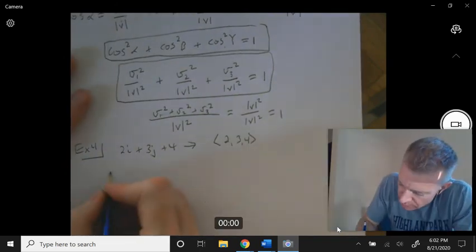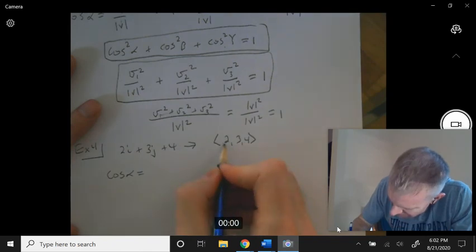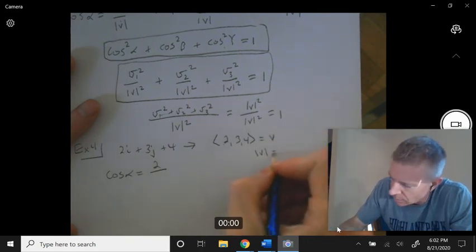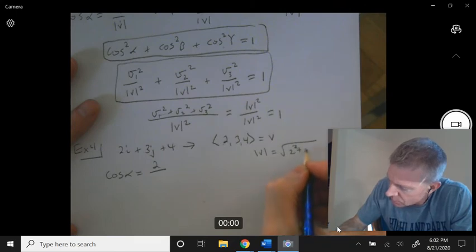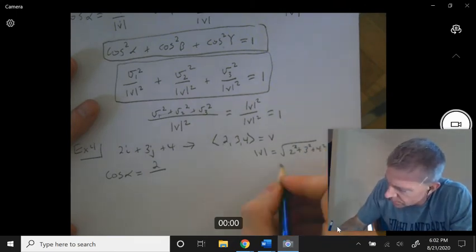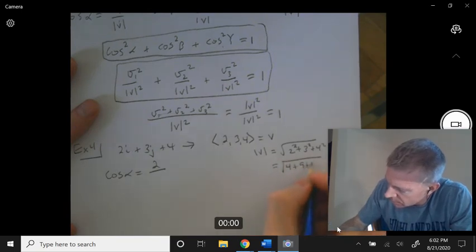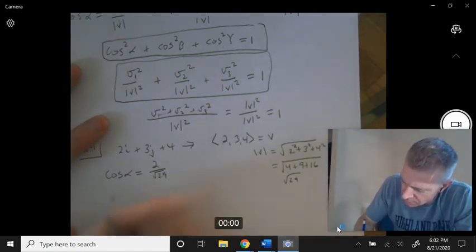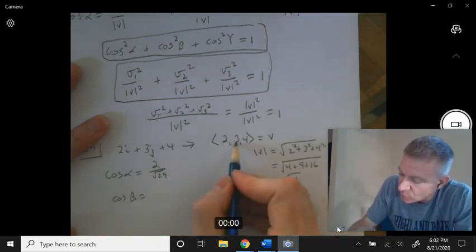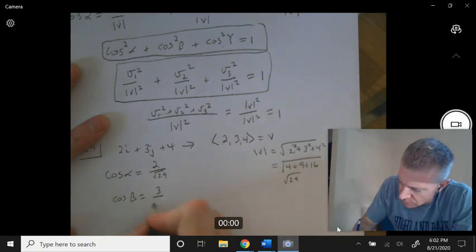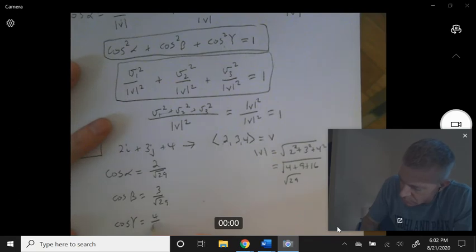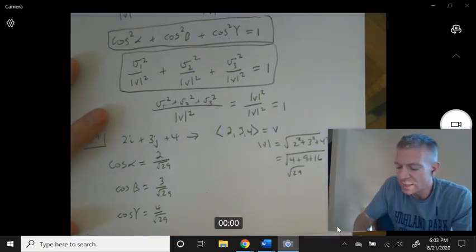So your direction cosines: your cosine of alpha is just this over the magnitude of v. If this thing is v, the magnitude of v is going to be the square root of 2 squared plus 3 squared plus 4 squared, the square root of 4 plus 9 plus 16, which is the square root of 29. Coincidentally, that has the exact same magnitude. So cosine of beta is equal to your v2, which is 3, over square root of 29. And then the cosine of gamma is equal to your v3 over magnitude of v, which is 4 over square root of 29.